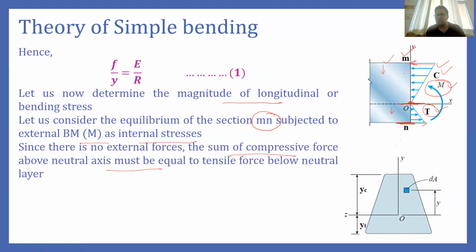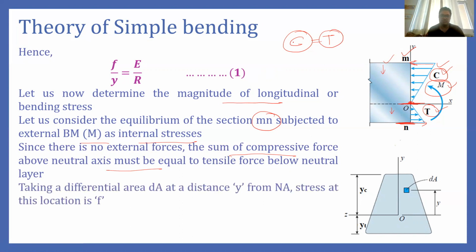So as I said, for equilibrium condition, C should be equal to T. Compression in the beam fiber above the neutral axis should be equal to the tension below the neutral axis. So now, if we want to find out the bending stress in a differential element in the beam.